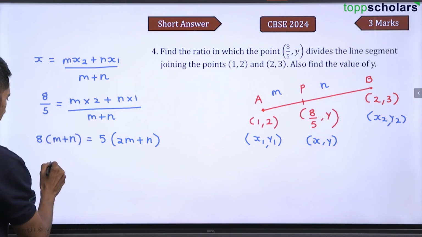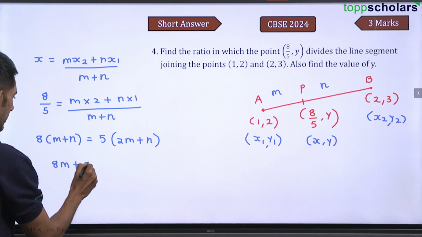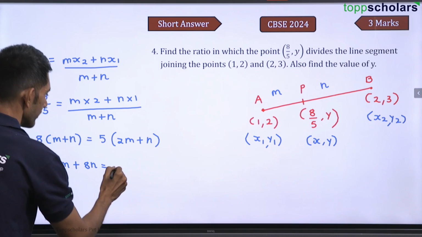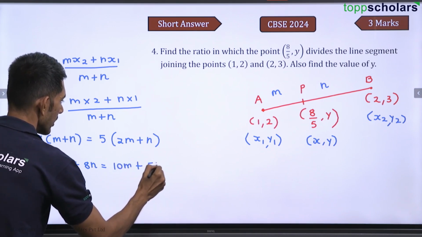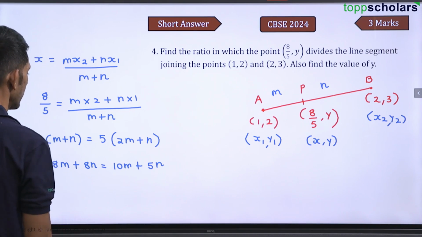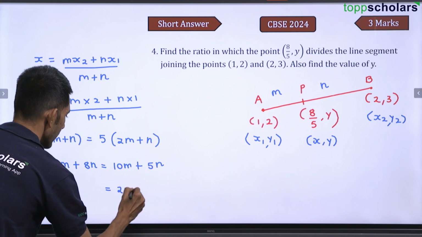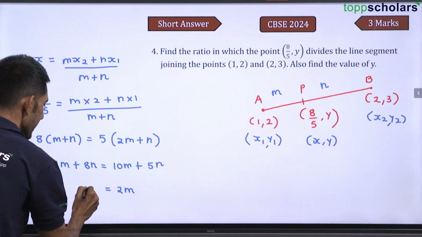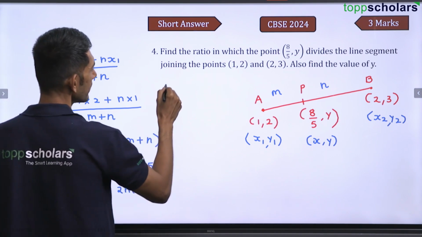So this becomes 8m plus 8n is equal to 10m plus 5n, correct? So 10m minus 8m is 2m, 8n minus 5n is 3n. So can I say m by n?